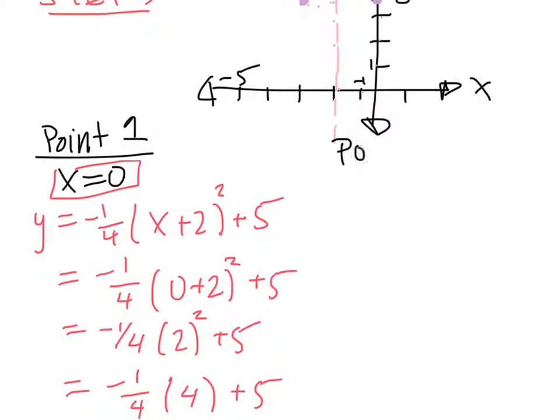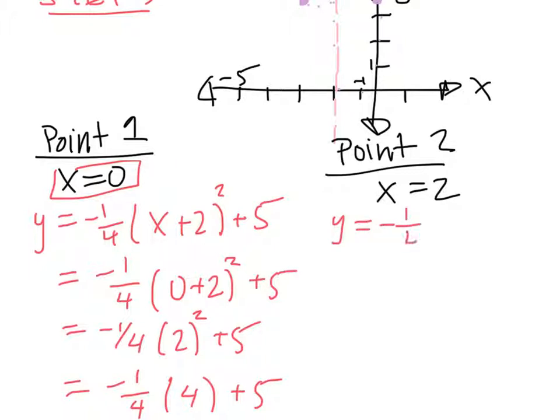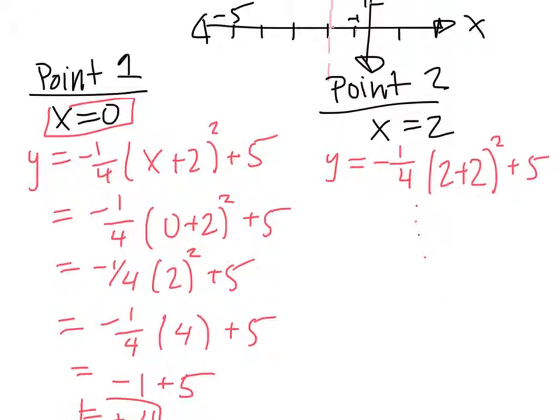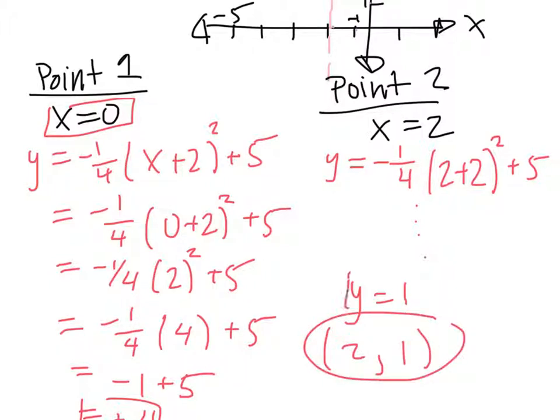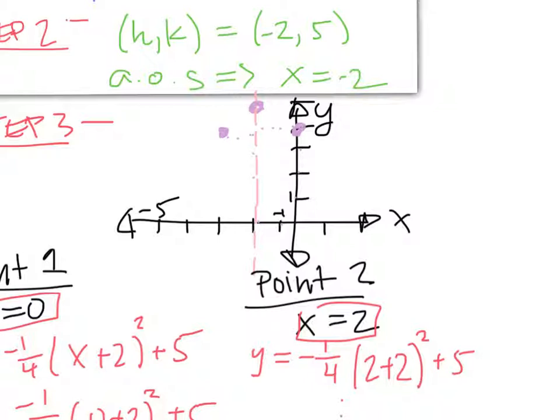Let's do point 2. For this one, I'm going to let x equal 2. So I'm going to write this all again. Y equals -1/4 (2 plus 2) squared plus 5. Now, if you follow the same process, I'll let you do this by yourself because I know you can all do this already. You get y equals 1. So your point is going to be 2, 1. The 1 comes from there, 2 comes from there. This time I didn't make any mistakes. Let's hope not. So x equals 2, y equals 1: 2, 1.